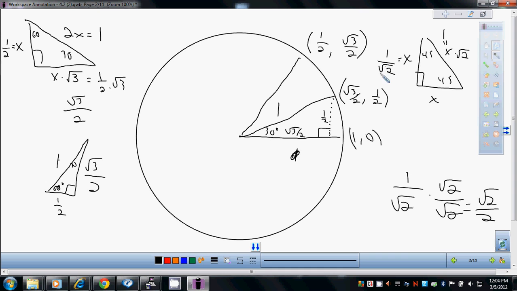This is what this is, right? Well, you can't have a radical denominator, so you multiply the top and bottom by that radical, and you get square root of 2 over 2. So that's why I'm going to come up here and change this to the square root of 2 over 2.